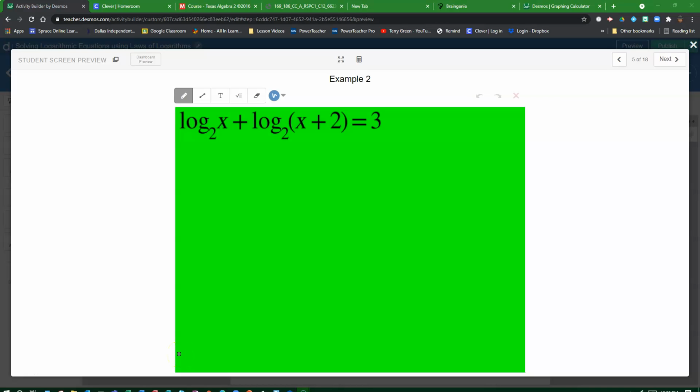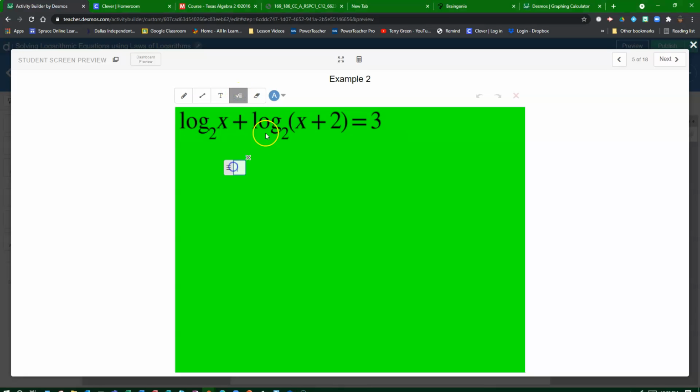Okay, let's try another example where we're using the product law because again we have the plus here. So let's look at the log base 2 of x plus the log base 2 of x plus 2 is equal to 3. Okay, notice the logs. We're going to take these two, we're going to rewrite them as 1 using the product law.